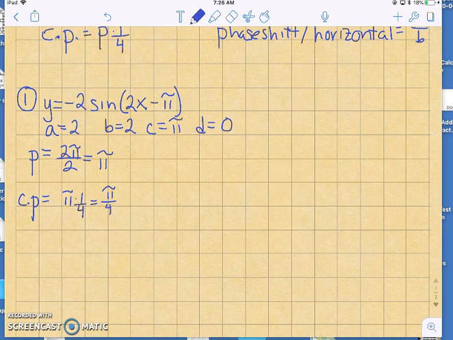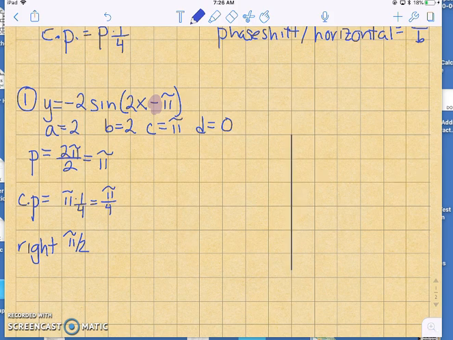The phase shift, we have to look for our direction right here, so it's minus. So that's going to go to the right, C over B. I'm going to write this down, it's getting a little tight right here. So it's going to go to the right pi over 2. Then it's not going to move up or down at all. So let's graph this over here.